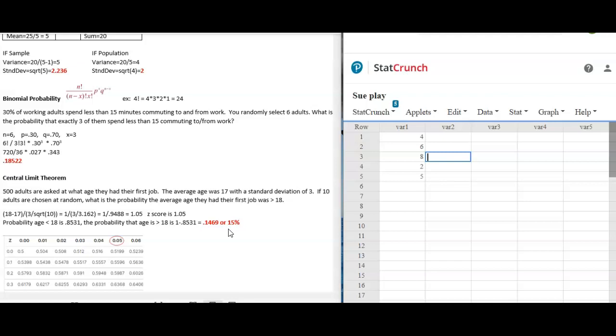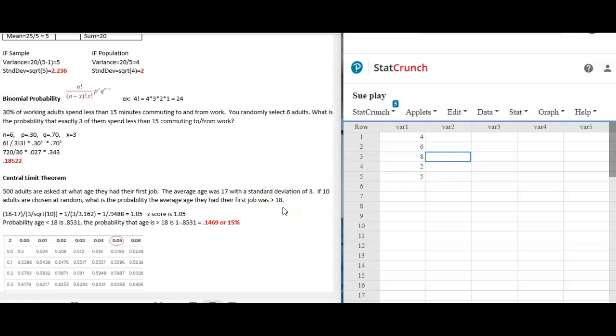500 adults are asked at what age they had their first job. The average age was 17. Here's our mean, with a standard deviation of 3. We're given the standard deviation. If 10 adults are chosen at random, what is the probability that the average age they had their first job was greater than 18? 18 is the x value.